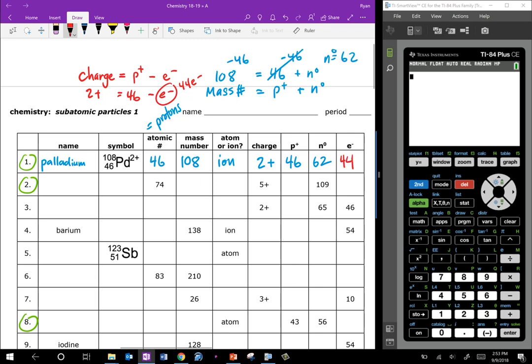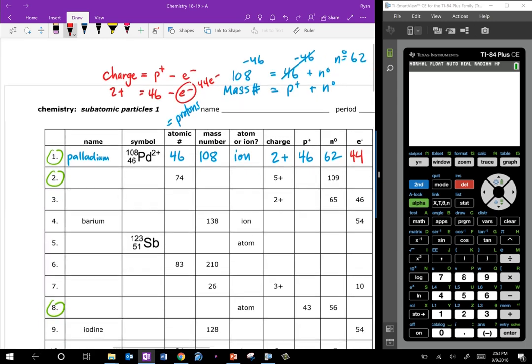44 electrons. Now I'm going to look at it another way. Okay? Think about protons and electrons as sort of a stack.